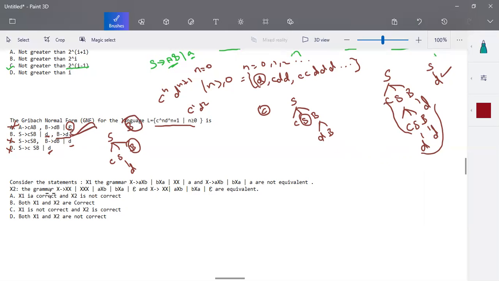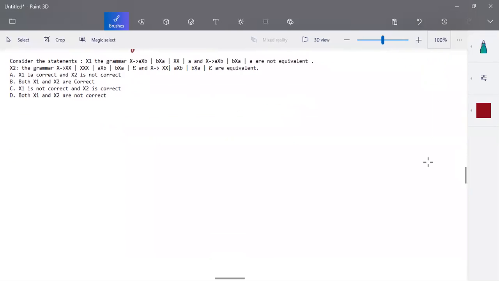Okay, so now consider this last question. Consider the statement, like two statements. So many questions will be of this structure. Okay, so two statements are given over here. X1, the grammar. So X1 is the grammar. You have two grammars for X. You have to check whether they are not equal.